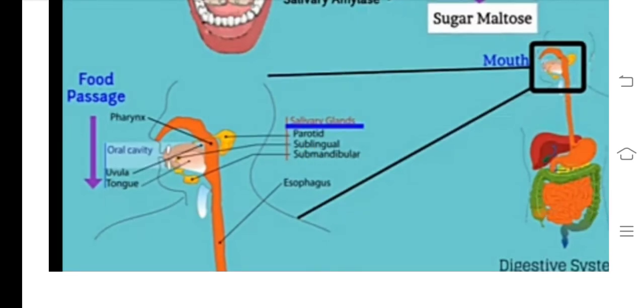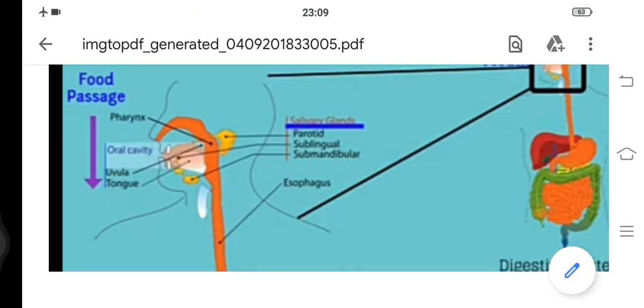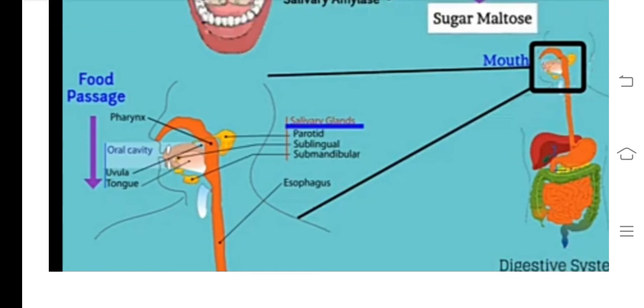Now, let us move on to the second organ of the human digestive system, that is the esophagus. Actually, it's a passage connecting the mouth and stomach. It is an organ. It connects the mouth to the stomach. It carries bolus to the stomach. What is bolus, ma'am? The food which is digested in the mouth.